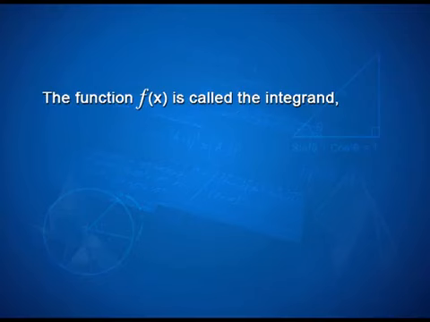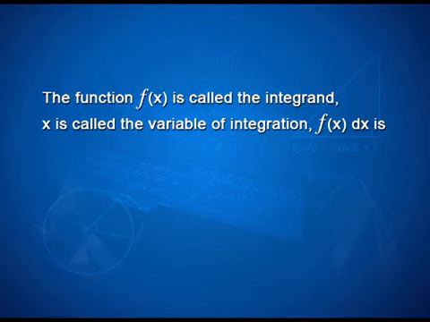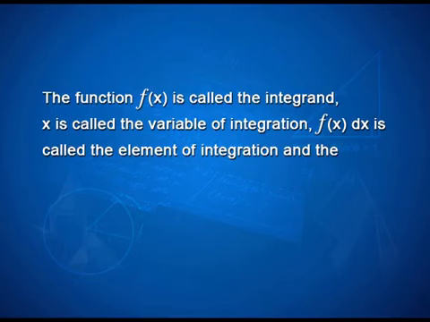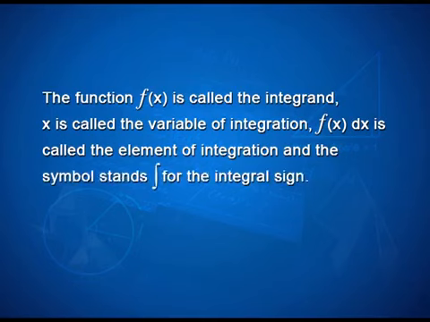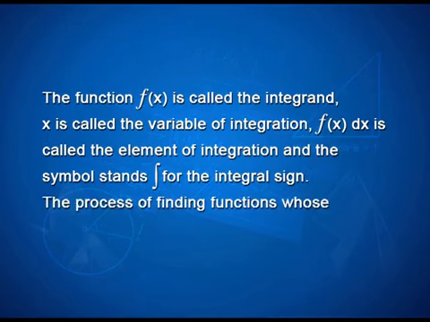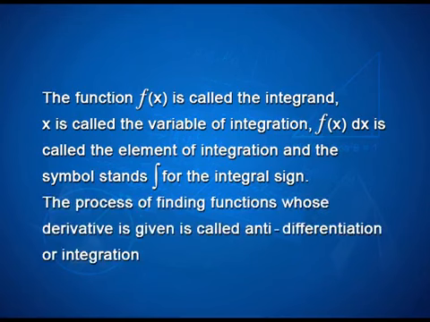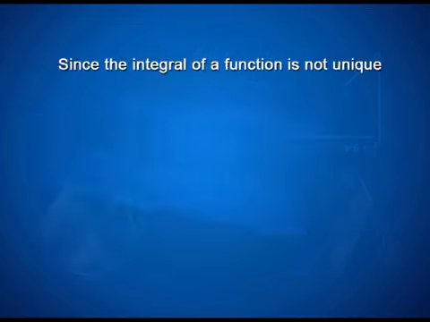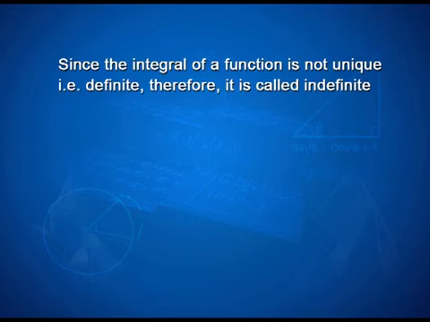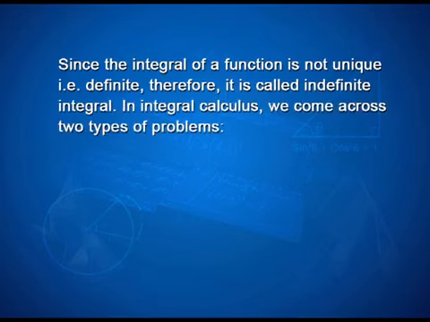The function f(x) is called the integrand, x is called the variable of integration, f(x) dx is called the element of integration, and the symbol ∫ stands for the integral sign. The process of finding functions whose derivative is given is called antidifferentiation or integration. Since the integral of a function is not unique, that is, not definite, it is called an indefinite integral.